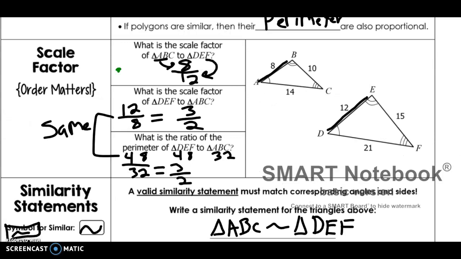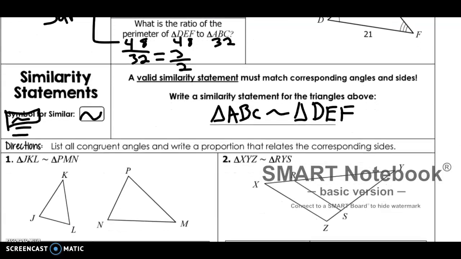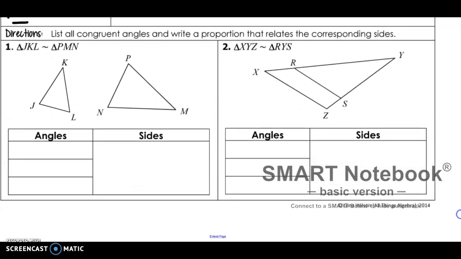Ooh, I went too far. Oh, here we go. So, list all the congruent angles and write a proportion that relates the corresponding sides. So remember, in these similar triangles, the angles all have to be the same. So if I have angle J, let's look at our triangles up here. Angle J is first, angle P is first. So angle J is congruent to angle P. Same thing, K is second, so angle K would be congruent to whatever angle is second, angle M.